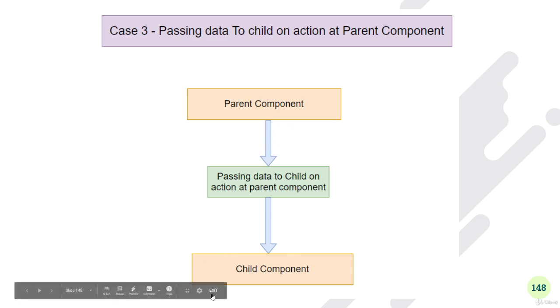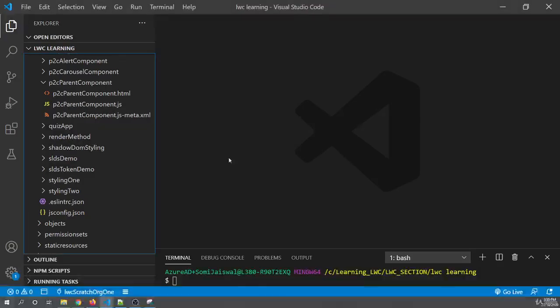In the child component, the property which is public by the @api decorator will catch the data and show it on the screen. The approach is almost same. The handling is a little bit different. So let's go to our VS Code.